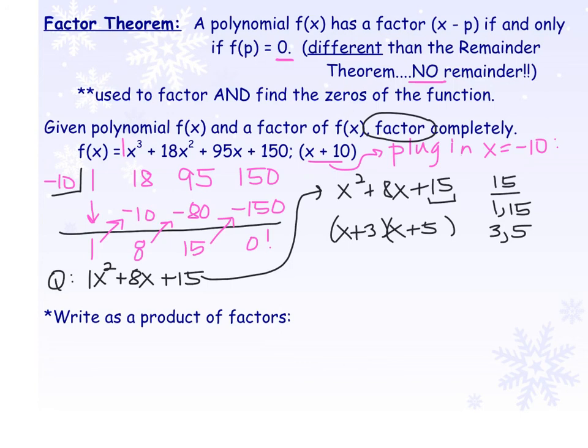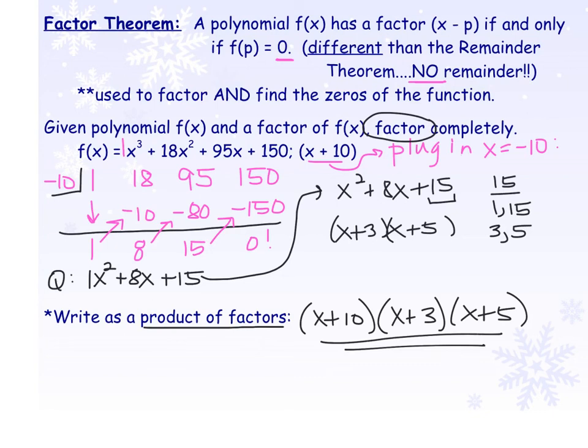We were asked to factor completely in the directions. At the bottom it says write as a product of factors. So remember in 5.4 when we did our factoring by grouping, we did our common factors, we did our perfect cubes, we wrote our answer as a product. Now the original factor was given, so we'll start with x plus 10. The factors that we generated are x plus 3 and x plus 5. When asked to write as a product of factors, that's what you're looking for.